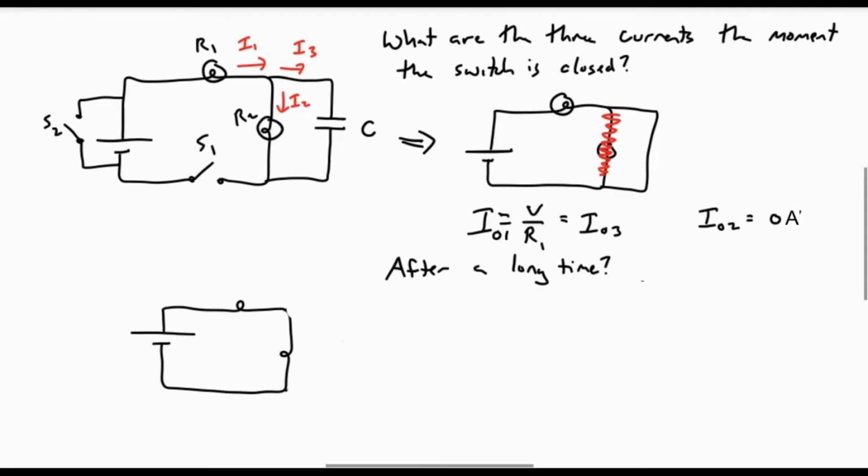A long time later, the capacitor acts like an open switch. So it's like that part of the circuit isn't even there. Applying Ohm's law here gives you I equals V over (R1 plus R2) for wires 1 and 2, and I equals 0 for wire 3.